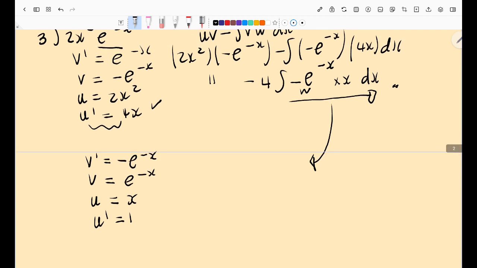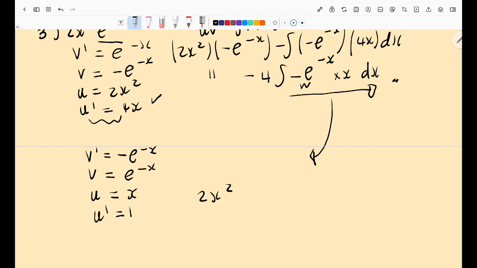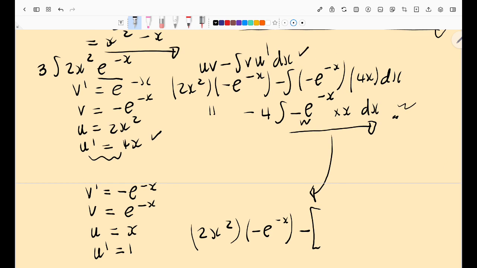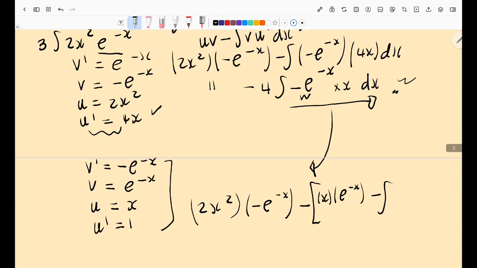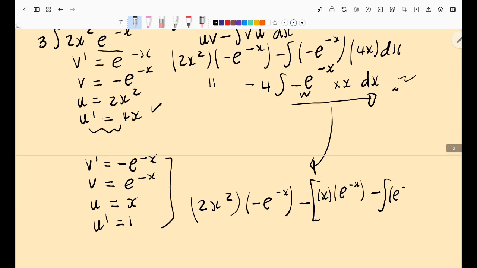So I still have the 2x, so I still have 2x squared, right, negative e minus x, right, minus. I'll open a big bracket, right, because to integrate this, I use by parts, and by parts means that I need to go back to this function. The function says uv. My new u is x. My new v is e to the power of negative x. I'm working with these ones now. All right. Minus the integral sign v, which is going to be e to the power of negative x.